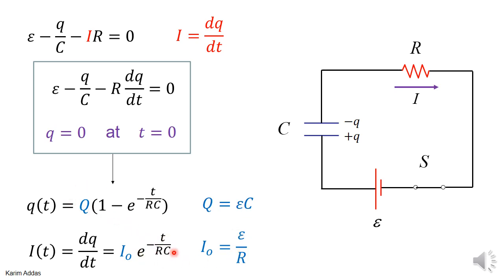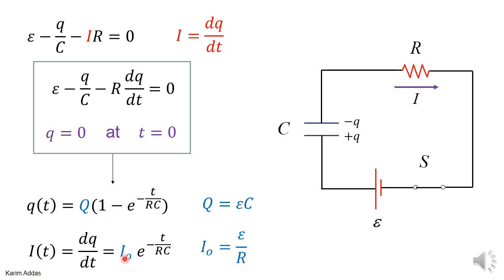Let's see if these have the typical quality that we expect for the charge and the current. If you put q at time 0, what's e to the power 0? 1. So you get 1 minus 1 is 0. So this works out fine. The charge at time 0 is 0. Now when you put t equal to infinity, e to the minus infinity is 0, so you get Q. So this gives you the correct asymptotic value for the charge.